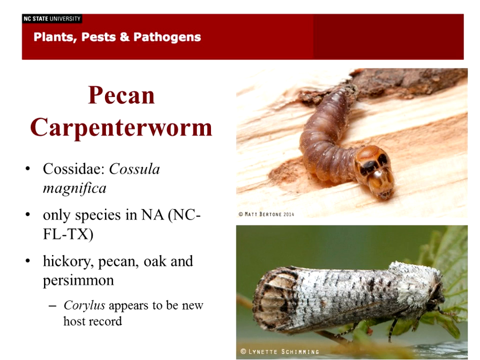Now, its typical hosts are hickory and pecan, so Carya species, but also it's been found in oak and persimmon. Now, this is odd because Corylus is not normally listed, and I have not seen any reference to this. So this may actually be a new host record for this caterpillar. So I'm going to look into that and maybe make a note about this somewhere, just so people are aware that this species can infest Corylus.